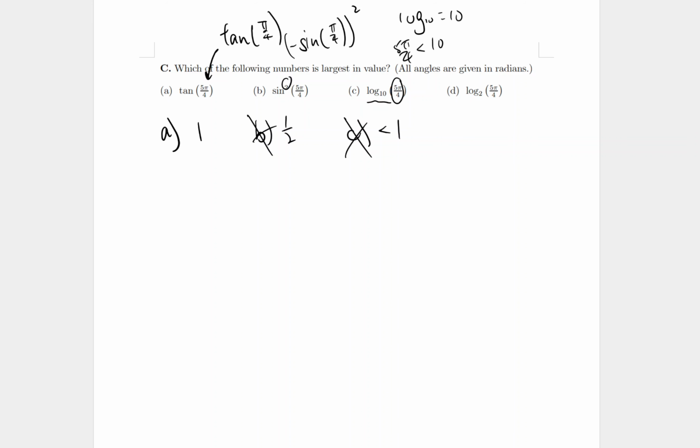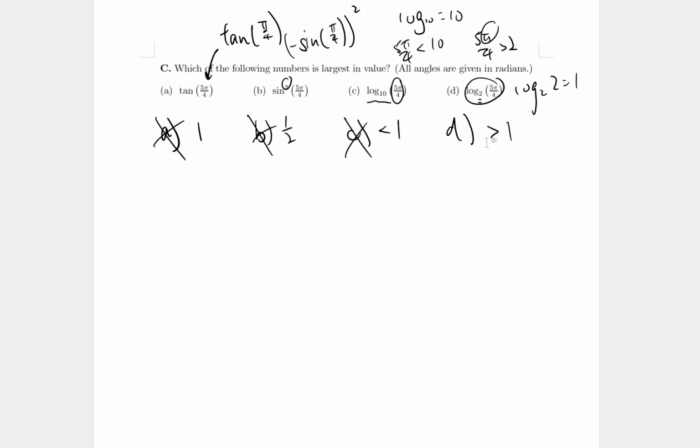Now let's have a look at D. Log 2 this time, of 5 pi on 4. You know that 5 pi on 4 is definitely greater than 2, because pi is already greater than 2, and 5 over 4 is greater than 1, so the product has to be greater than 2. Now, log 2 of 2 is 1. So if the thing inside is greater than 2, then the answer has to be greater than 1. So if D is greater than 1, then A can't be the answer as well.